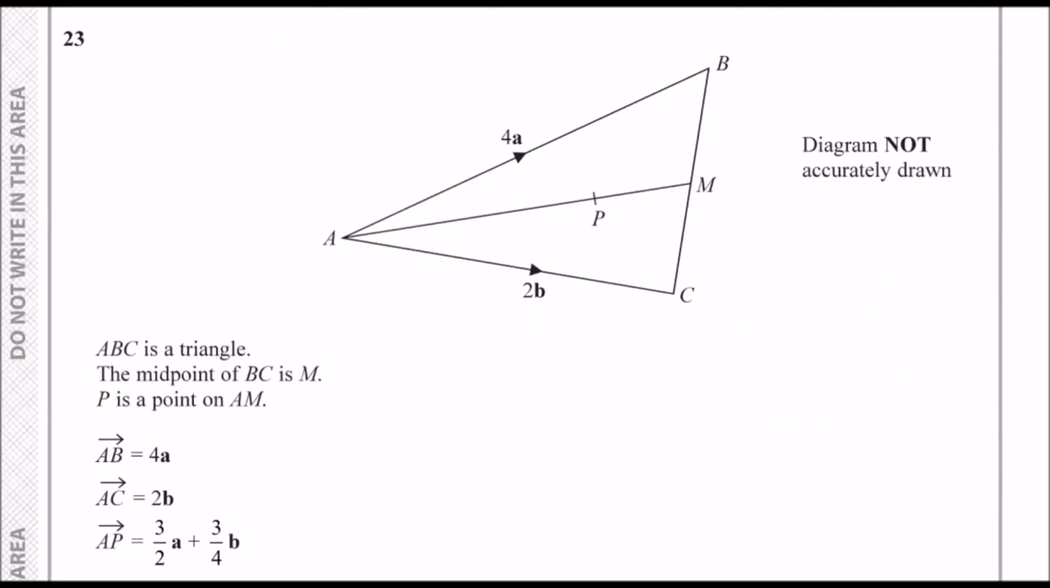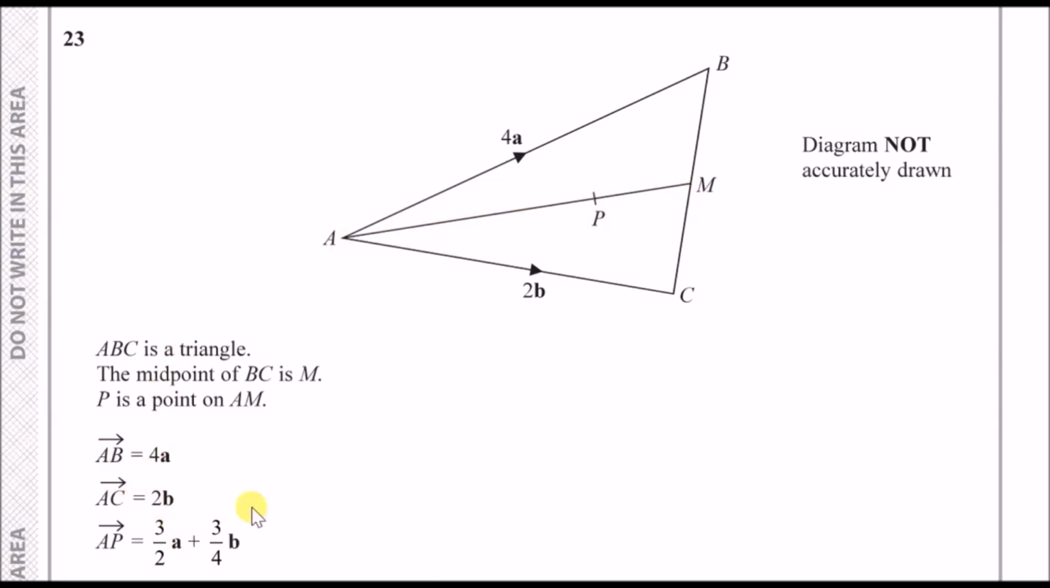All right, number 23. ABC is a triangle. The midpoint of BC is M. So we're talking about this point here cutting exactly halfway through. And P is a point on AM. So it's not exactly halfway, so we're looking at some kind of ratio.